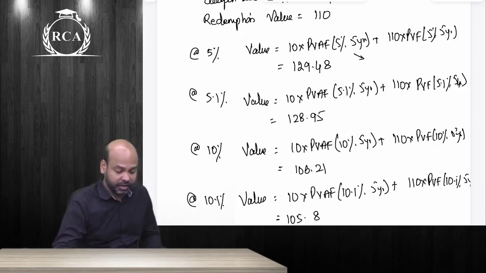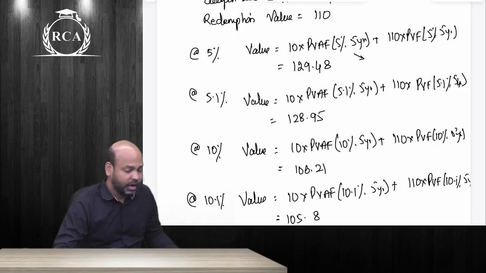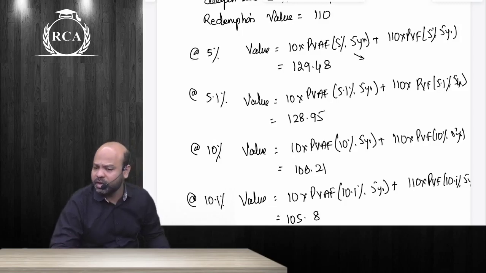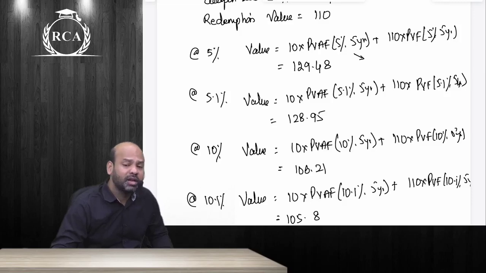PVAF at 5% for 5 years. I want the value. He's doing something else, that's why. How much is PVAF at 5% for 5 years? 4.3239, 4.33. Correct. So you'll multiply that by 10 rupees.